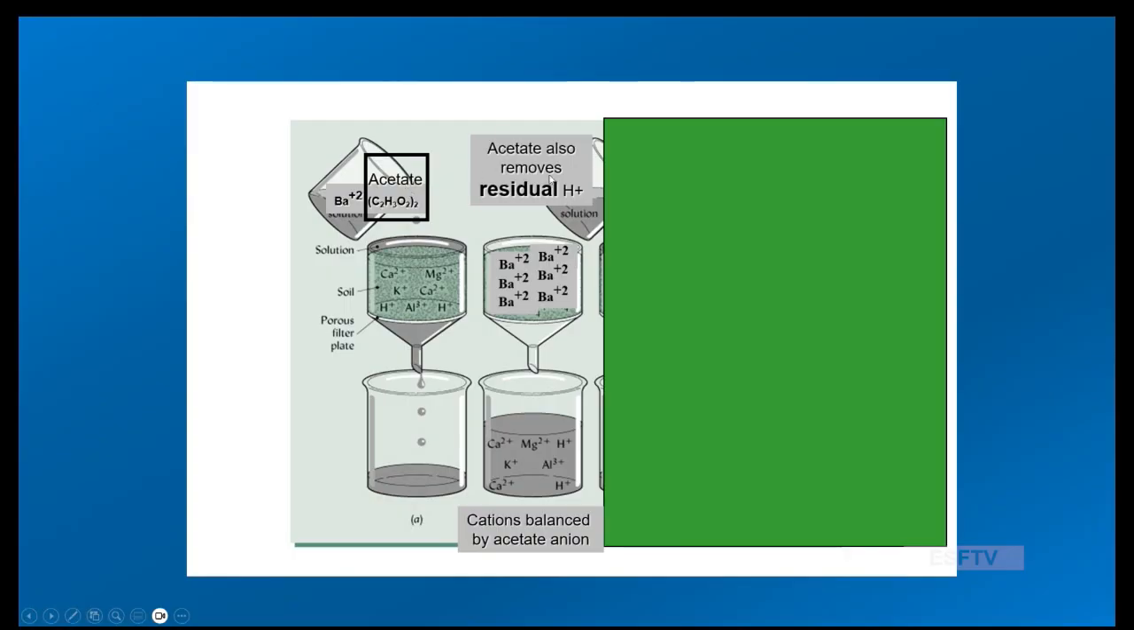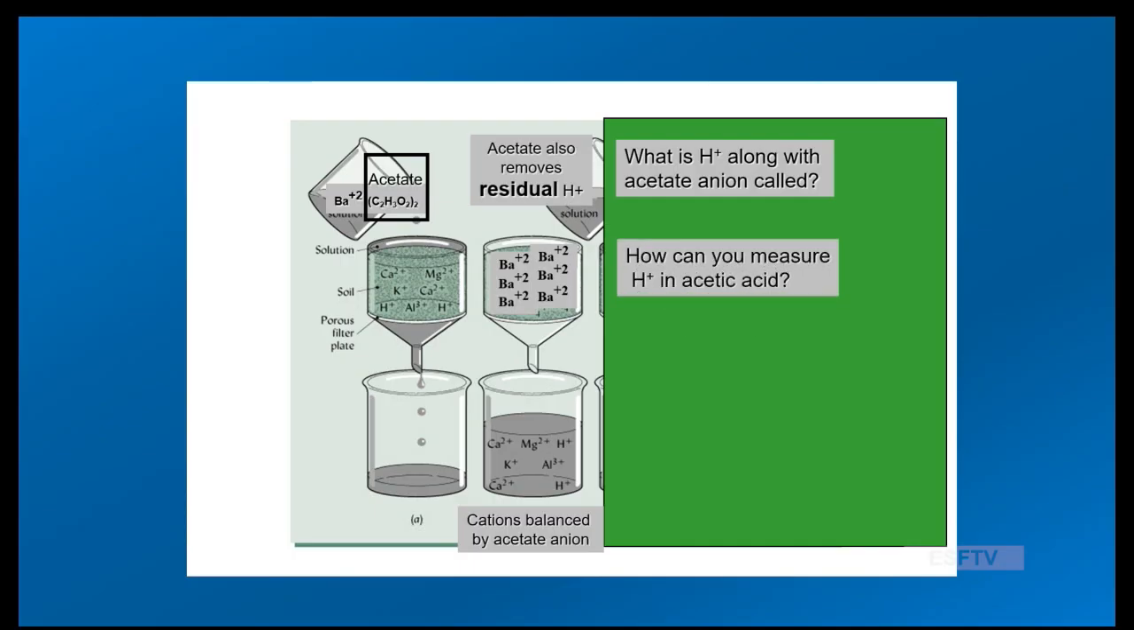Acetate removes the residual H+. Right? This is this big, very high concentration. It's actually getting to the residual pool. So quite different than the active pool. And when you have H+ along with acetate, what do you call that? Acetic acid. Right? How do you measure the H+ in acetic acid?